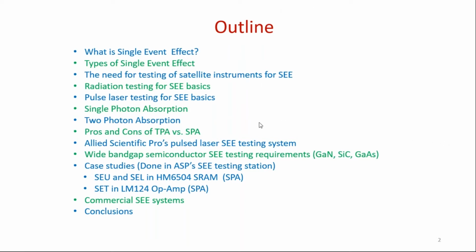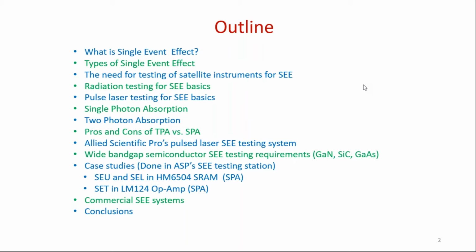Then I would get into the pulse laser testing for SEE and discuss the single photon absorption and two photon absorption methods. And then I would compare the pros and cons of TPA versus SPA. Also, I would introduce the Allied Scientific Pro's pulse laser SEE testing system. We have a lab here where one can come and do testing. You could rent the lab time and use the equipment, or you can also purchase our equipment. Then a little bit about the wide bandgap semiconductor SEE testing: gallium nitride, silicon carbide, gallium arsenide.